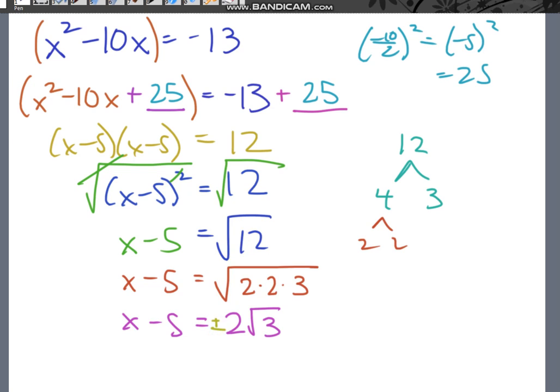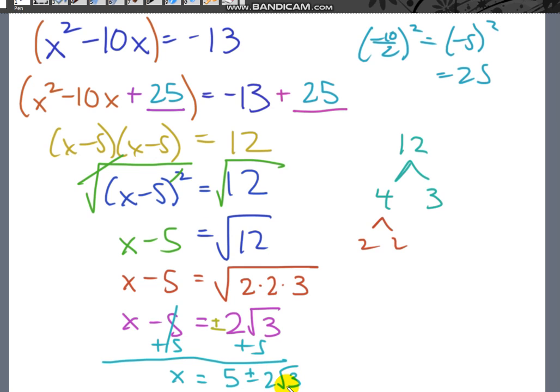Okay. So next we want to solve for x. So what we can do is go ahead and add 5 to both sides. On the right hand side, we're adding a constant with a radical, so they're not like terms. So this is going to cancel. We get x equals, we're going to put the 5 on the outside, so we have 5 plus or minus 2 square root 3.